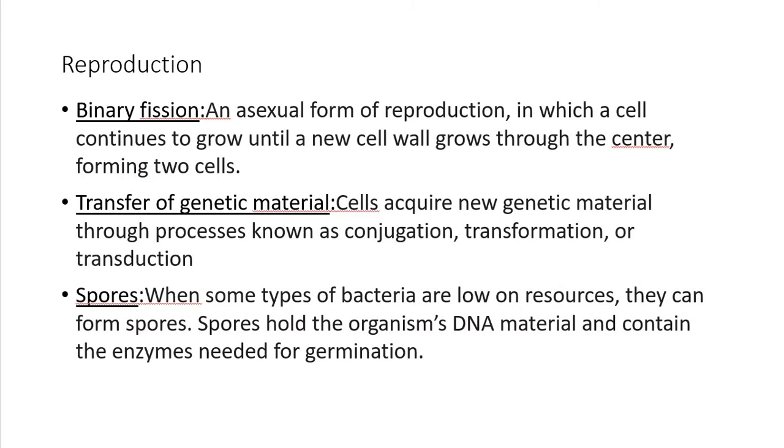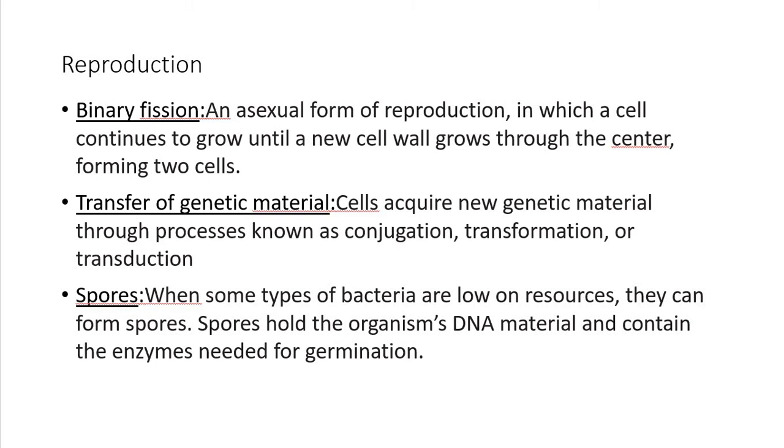If we see the reproduction of the bacteria, usually the reproduction of bacteria takes place by binary fission. Binary fission is an asexual form of reproduction in which the cell continues to grow until a new cell wall grows through the center forming two cells, and these separate into two cells with the same genetic material. That is binary fission.